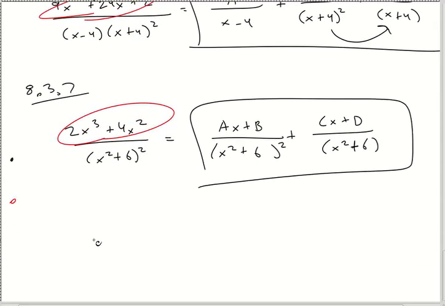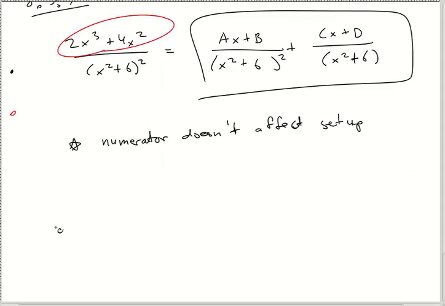You want me to write it down? I'm going to write it down. I'm going to use the word, I'm going to say the numerator doesn't affect the setup. Okay. I wrote it down. Means you got to write it down too, yeah?